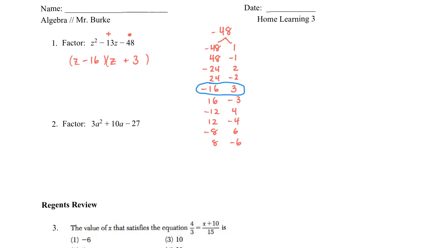Moving on. So this one, oh boy, okay, this one looks a little bit different. Let's see what's going on here. First thing I always want to check for is greatest common factor. So let's see. 3, 10, and 27. I don't think there's a number that goes into 3 and 10 and 27 besides 1. So that doesn't work. So it's not factored by greatest common factor. This term has an A, this term has an A, this term doesn't have an A. So I have no greatest common factor here.